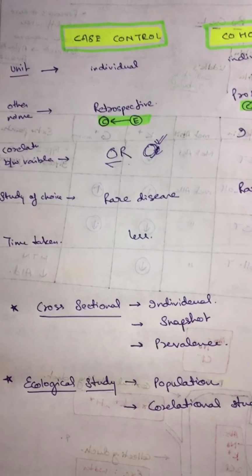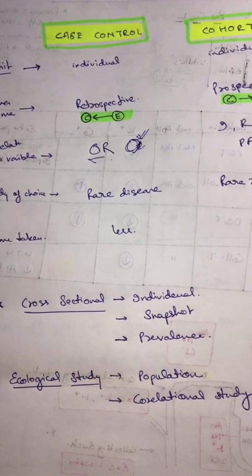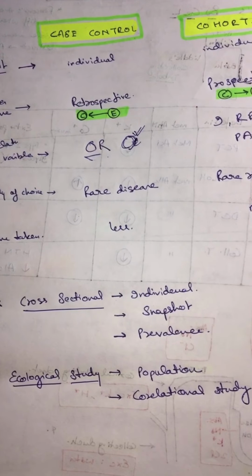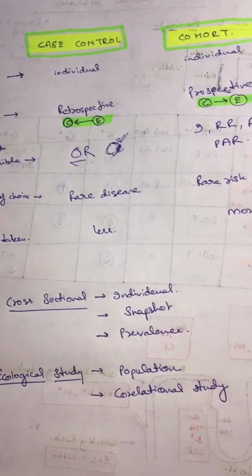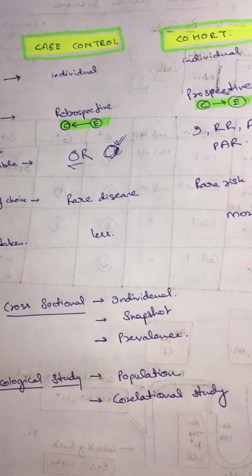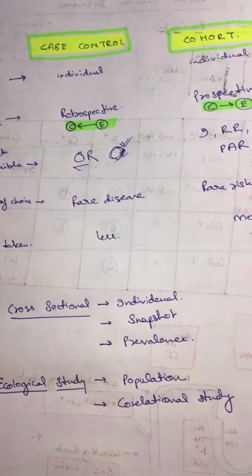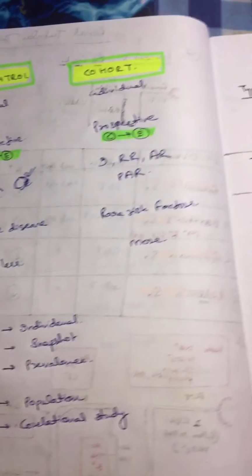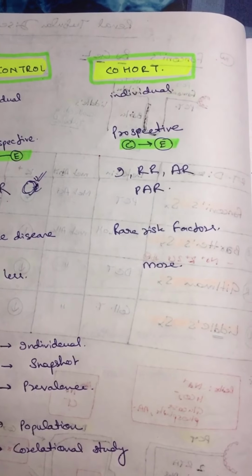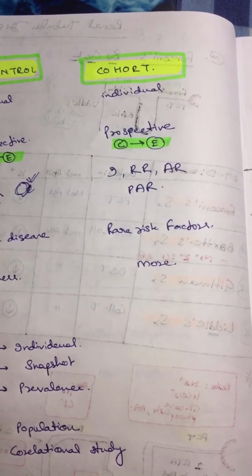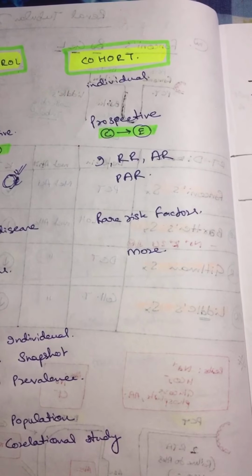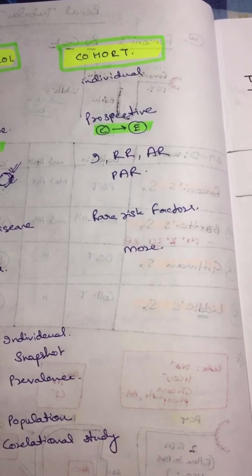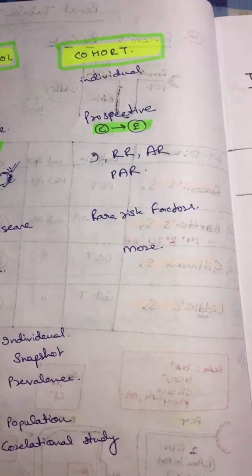Now last but not the least, the time taken. They often make a question, or they will give a hint or clue in the question. In case control the time taken will be less because the effect is already there and we are just looking back at what caused it, so there won't be a lot of time taken. We'll be looking at them in a shorter time period. On the other side, if we are going for a cohort study, we are starting with the cause, and then we are following up the people for a long time and seeing what effects are there or not. So it takes a lot of time, so it's more time consuming.